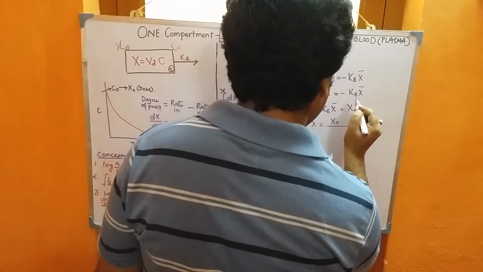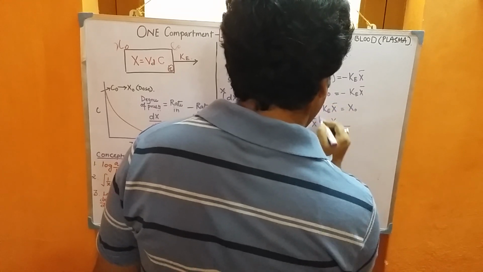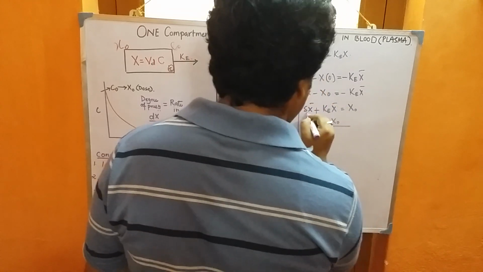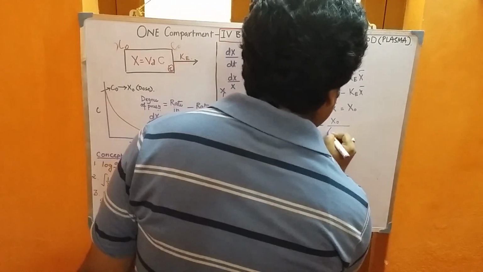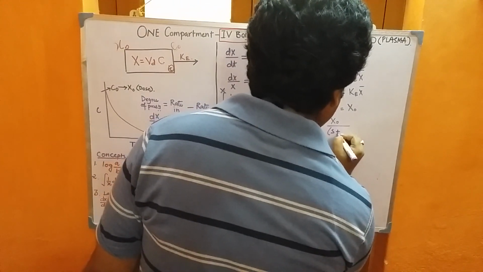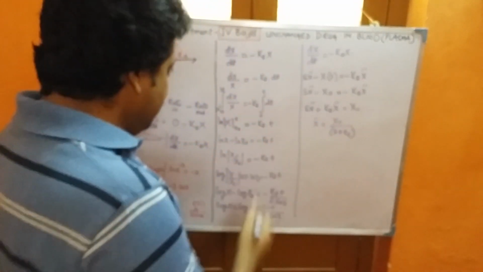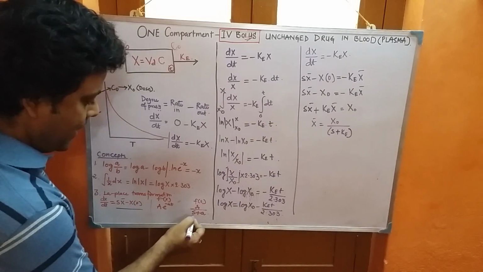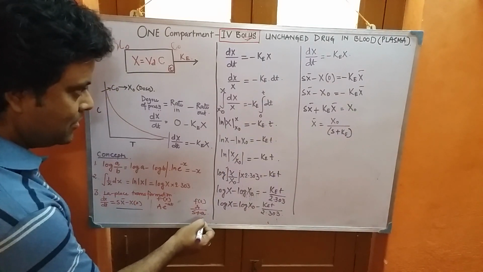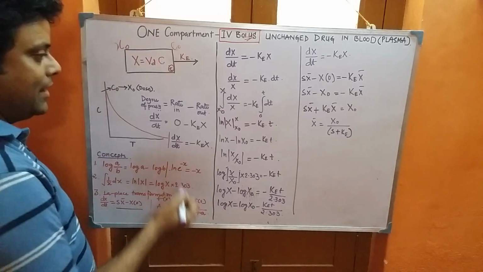Sorry, I have made a mistake. This will be plus. So x bar equals x naught by s plus Ke. So this is becoming s plus Ke. As per Laplace, this is a constant, x naught by s plus Ke. This is another constant, the rate constant, that can be written as a to the power minus at.